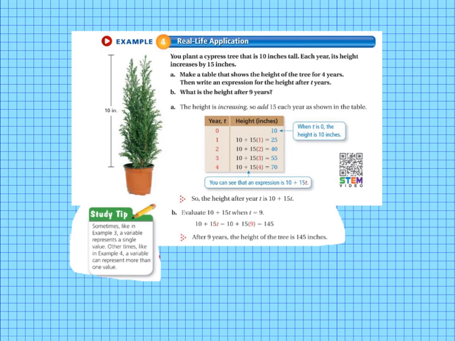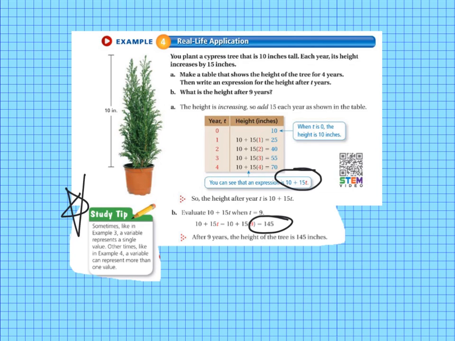So you start with 10 inches, and then it grows 15 inches times the number of years that you have it. You can see that an expression is 10 plus 15 times T, which is the number of years that you have it. So the height after year T is 10 plus 15T. And then we're evaluating that for when T equals 9. If you have the tree for 9 years, you substitute in a 9 for T, and you multiply 15 times 9, and you add that to 10, and you get that the tree is 145 inches tall.